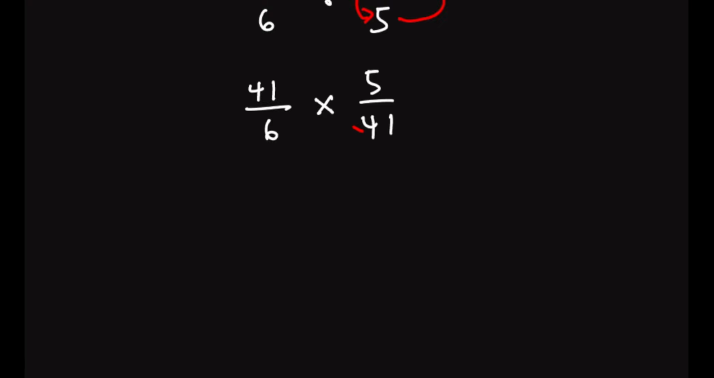Look at this here, these have common factors. So I can see that 41 divides itself once and divides this 41 once. So we are going to have 1 times 5 giving us 5, all over the next one, 6 times the 1 over here giving us 6. So at the end of the day, we have 5 over 6, which is a proper fraction. So we leave our answer like that.